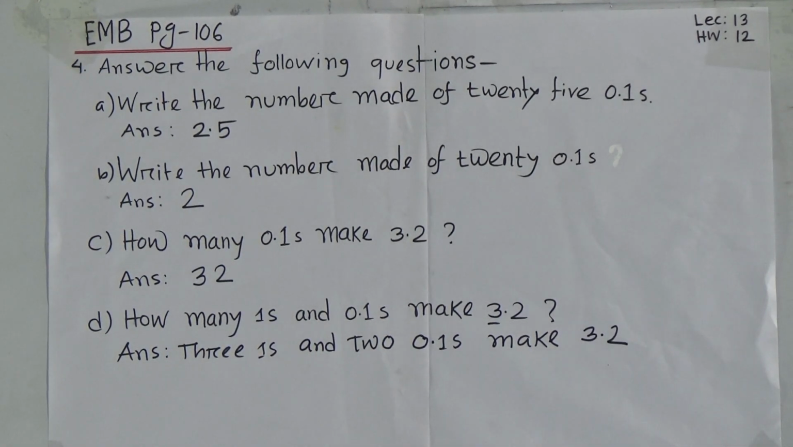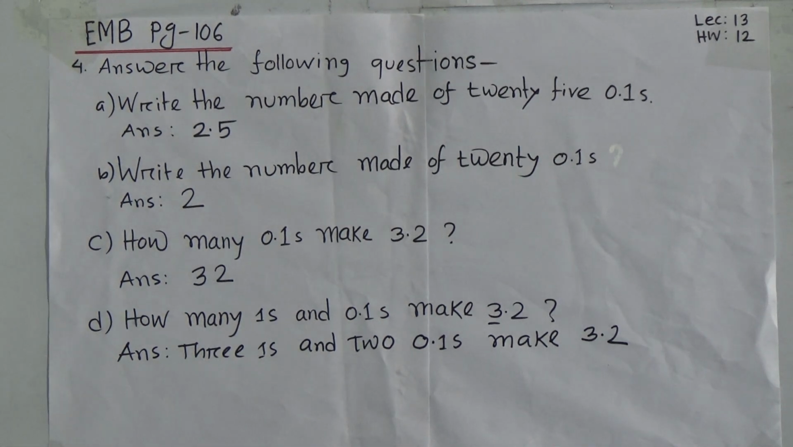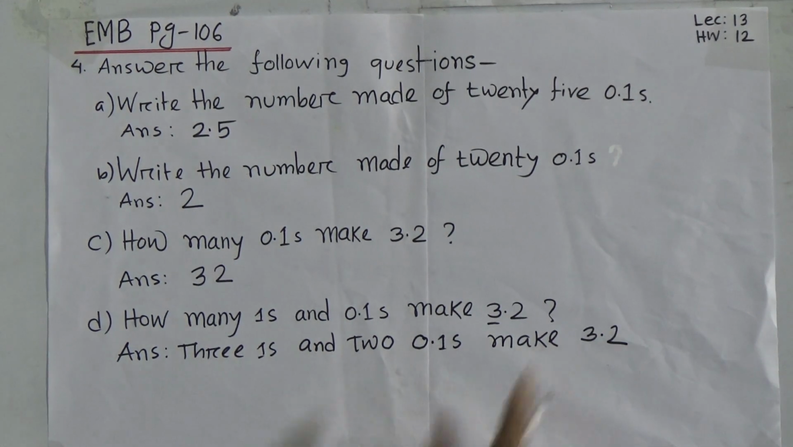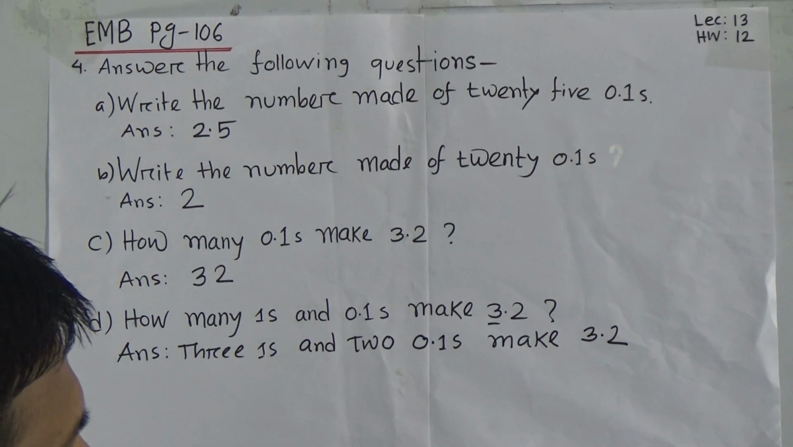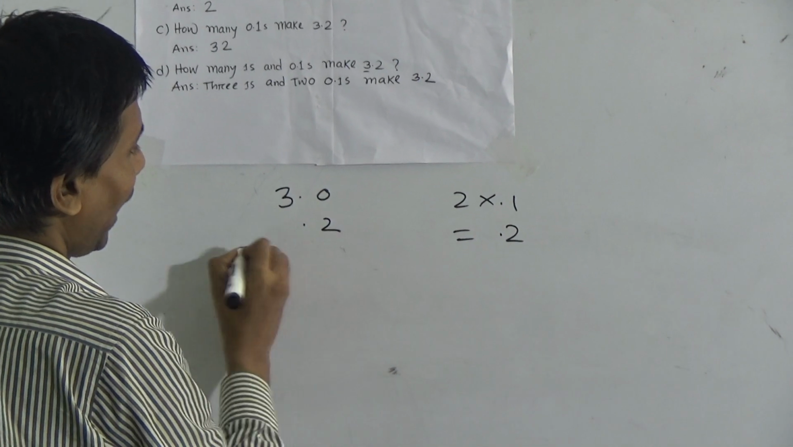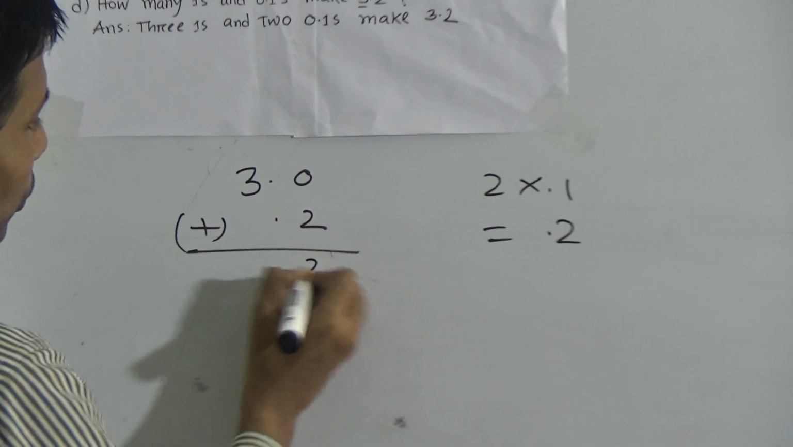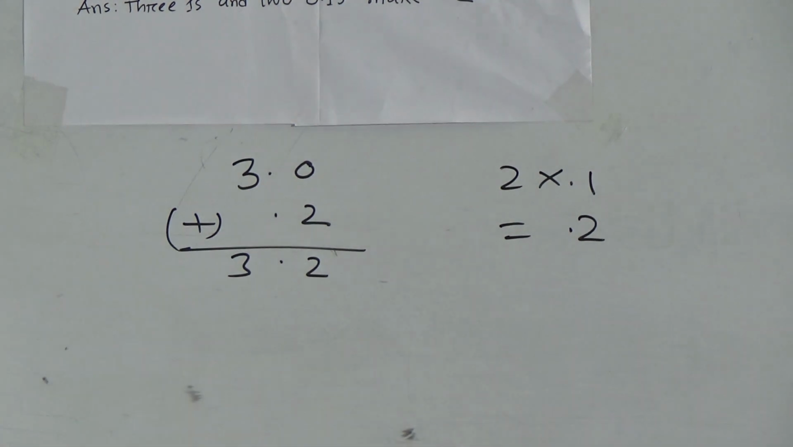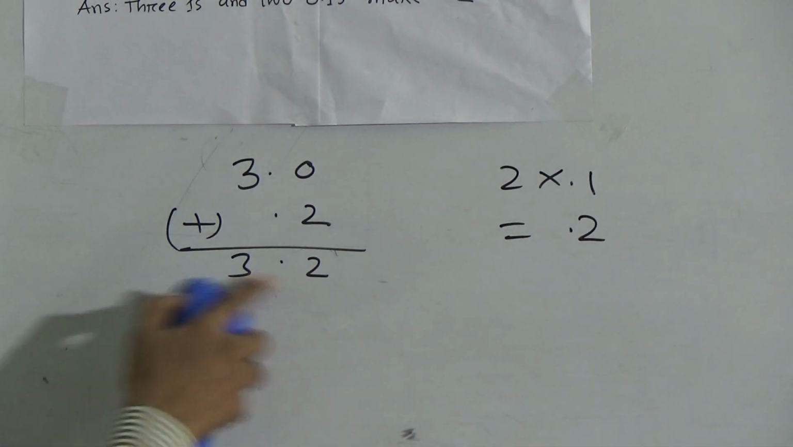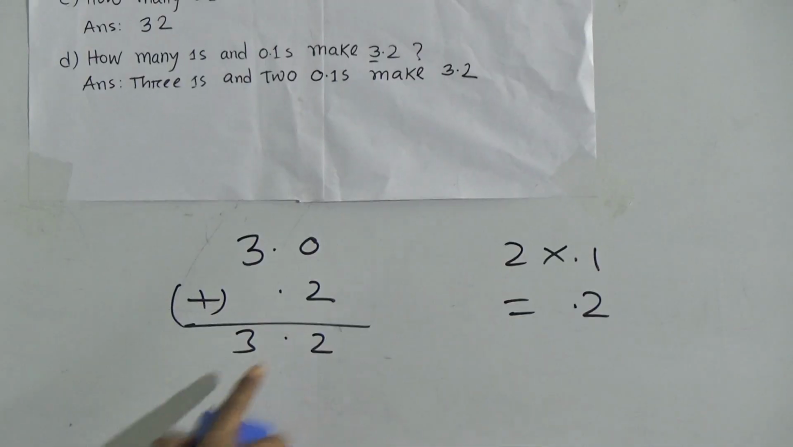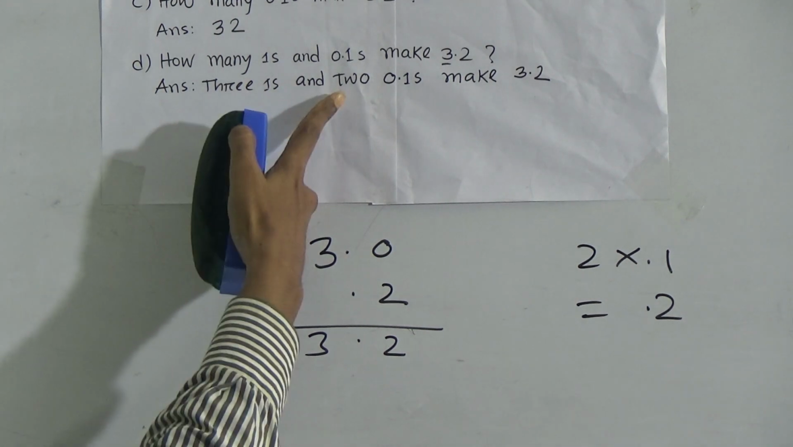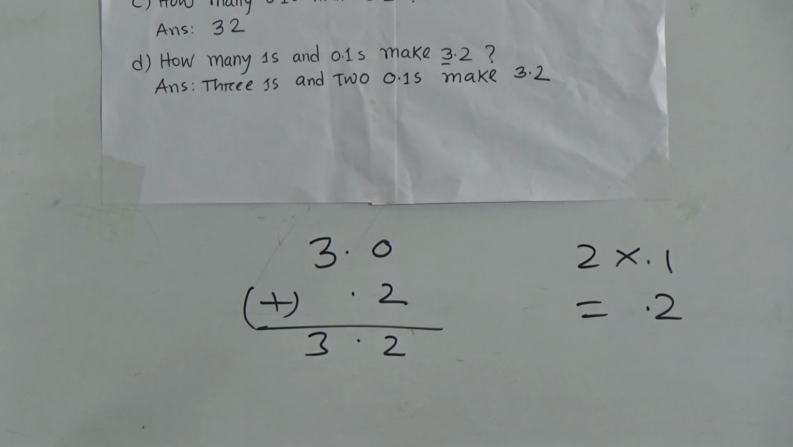You can justify the answer also. 3 1s, that means what? 3 1s, that means 3. Okay, and 2 0.1s means what? 2 into 0.1, that means 0.2. We have to add right here 3.2. Okay, I think now we have clear the question. You see, this is 3.2 and this is 3.2. That means we can say 3 1s and 2 0.1s make 3.2.